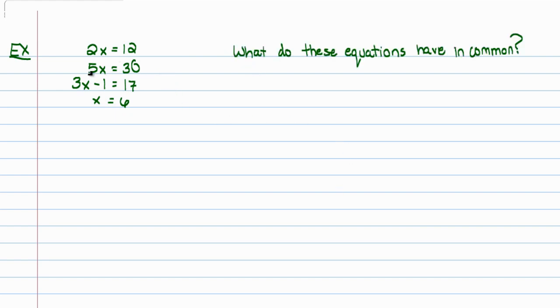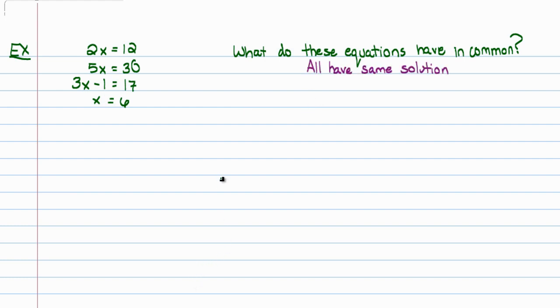If you look at each of these equations, numerically it doesn't look like they have anything in common until you start solving each of them. The first equation, the solution to it is x equals 6. The second equation, the solution is x equals 6. The third equation, if you let x equal 6, that also solves that equation. And finally, the last equation, if you let x equal 6, that's a solution to that equation. So they all have the same solution.